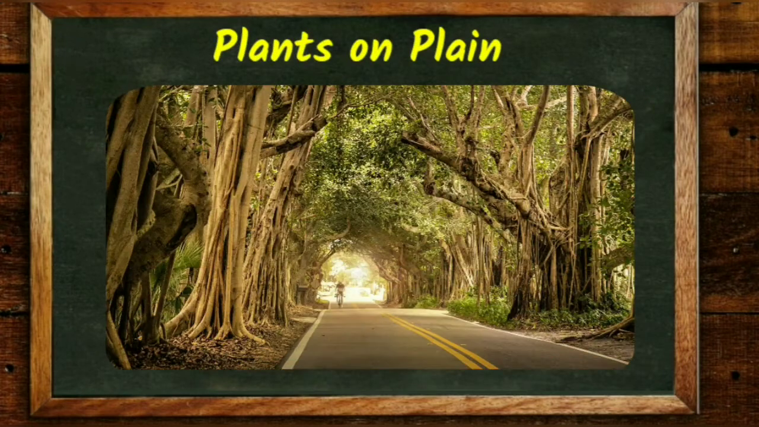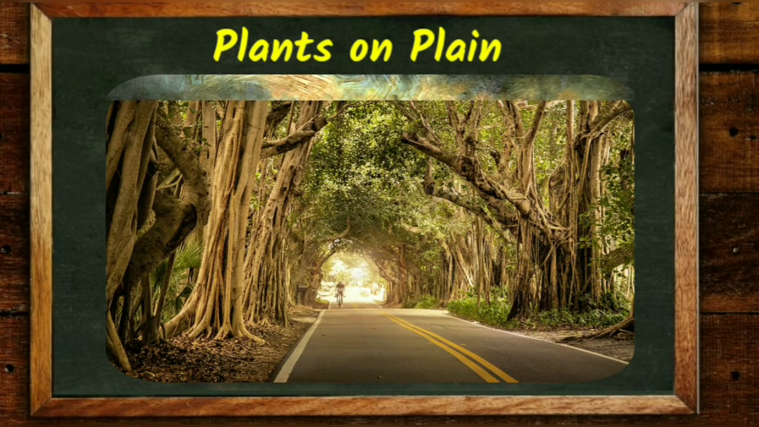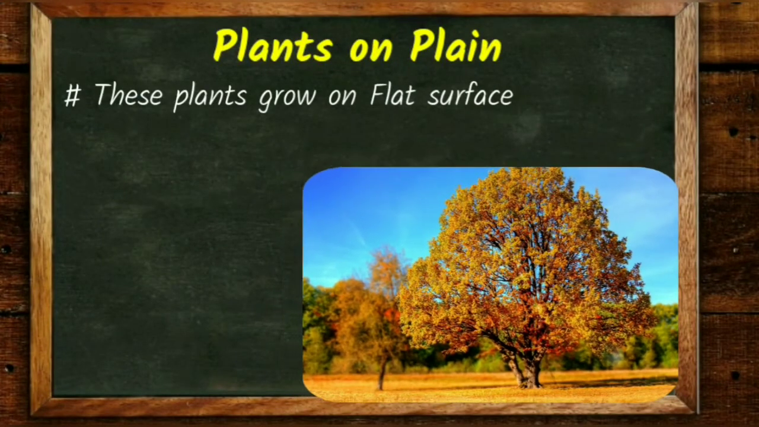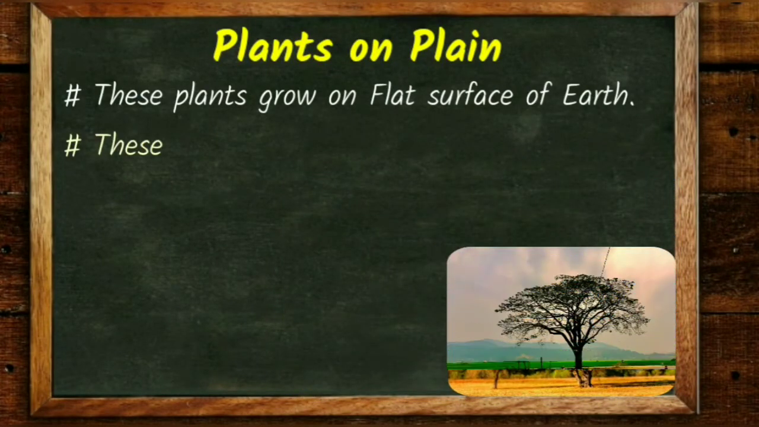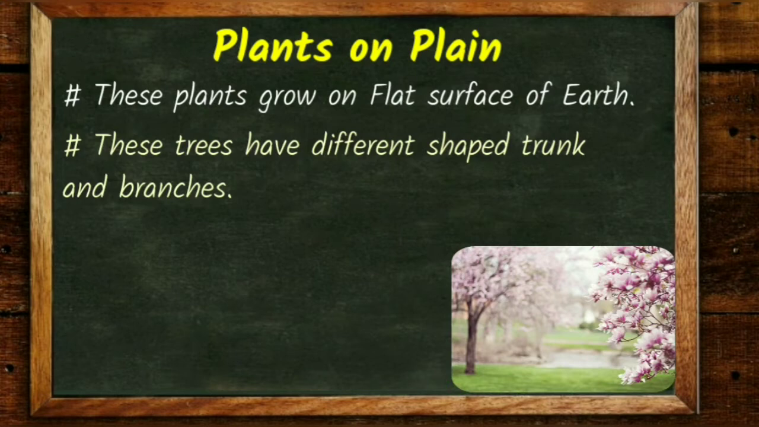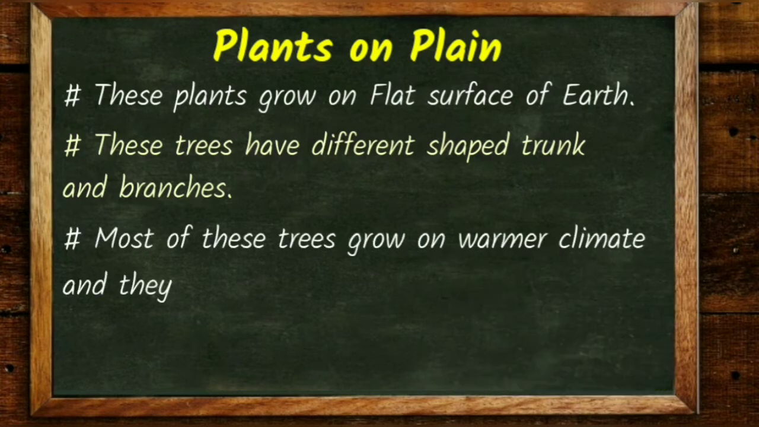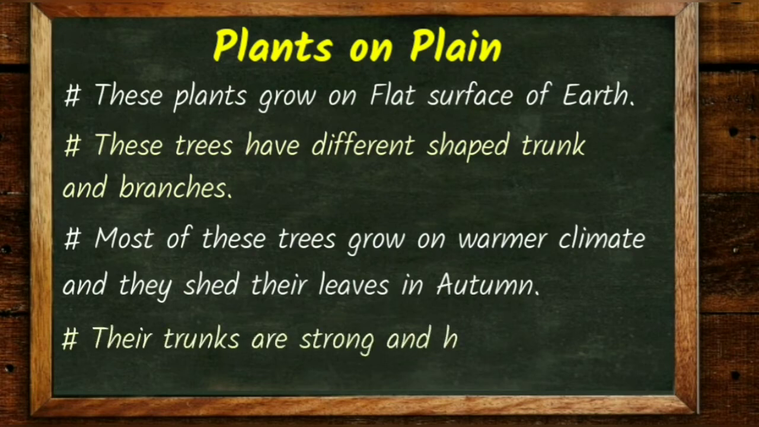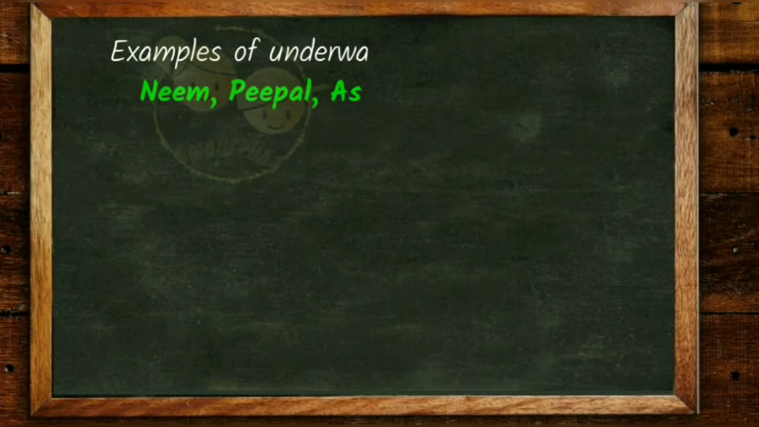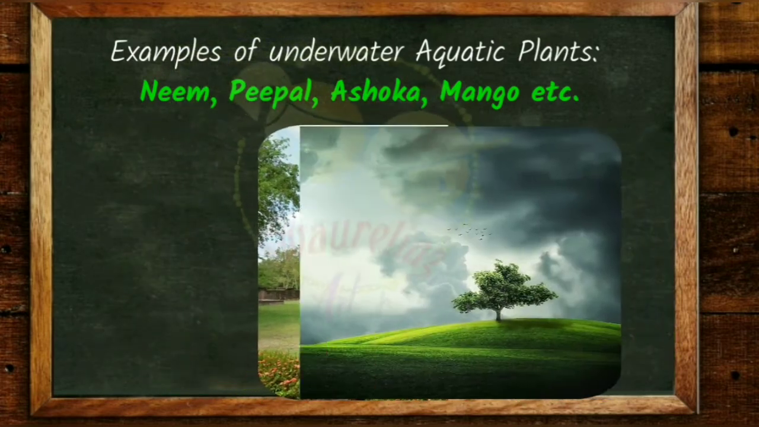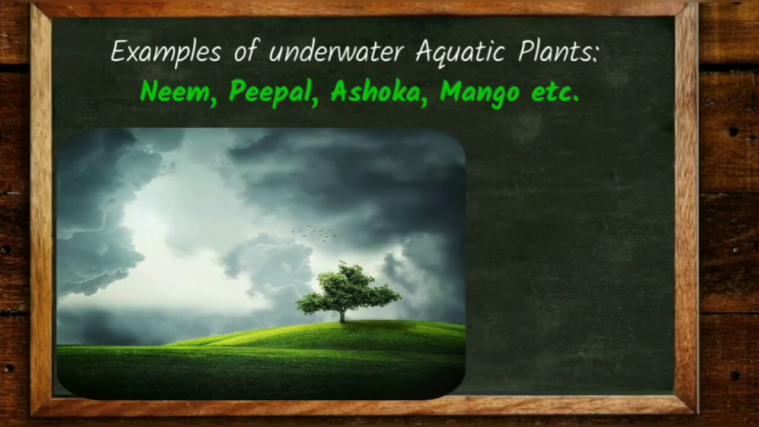Now I'll learn about plants on plains. You can see several plants on plains. Some are big, some are small. These plants grow on flat surfaces on earth. These trees have different shaped trunks and branches. Most of these trees grow in warmer climates and they shed their leaves in autumn. Their trunks are strong and have deep roots. Examples of plants on plains: neem, peepal, ashoka, mango. Several other examples, a thousand examples, are there.